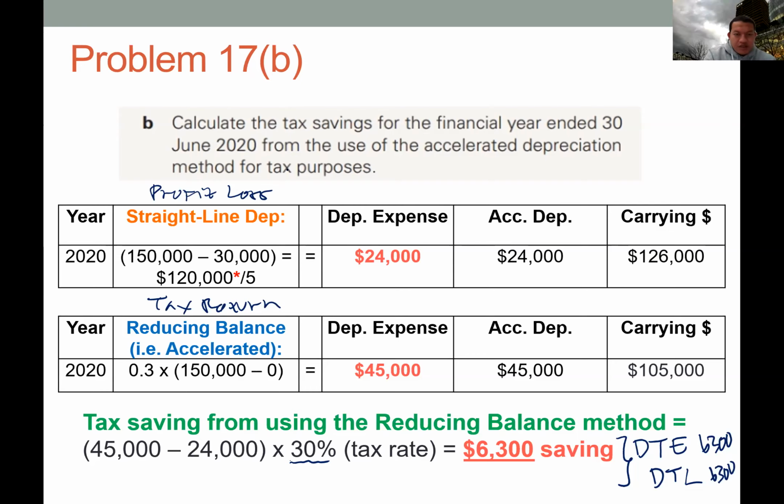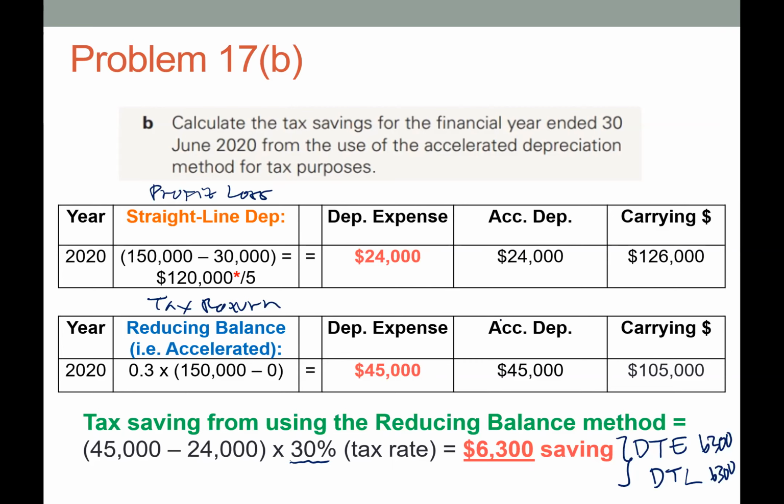Okay, so in the profit and loss for commercial purpose, the company reports an expense of 24,000. So the income should be higher in this profit and loss compared to the tax return, which they report 45,000. So is that basically the difference in how much money they've lost, and then multiply it by the 30%? Yeah.